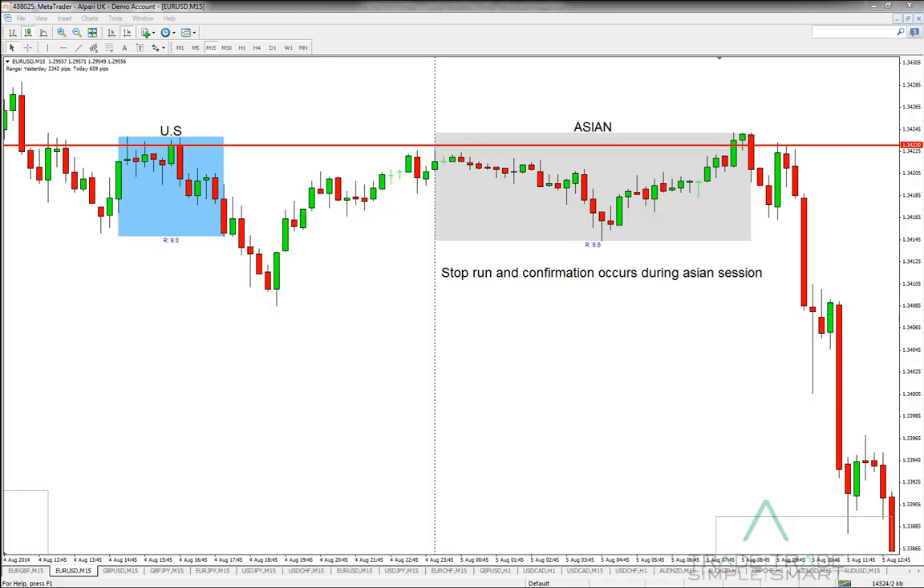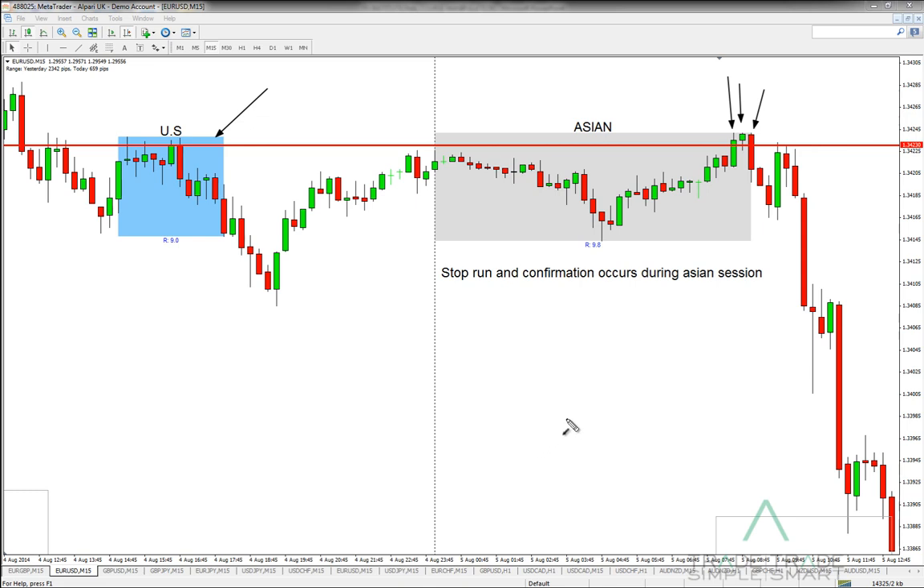In this first example, we're looking at the euro dollar, and I've identified a potential area for manipulation, which is the previous day's US high. Now, in the current day's trading, as the Asian session comes to an end, we can see that they perform a stop run of the Asian highs, and we can see that it's broken by 3 points. The next candle gives us a higher low, so it becomes our new stop run candle, and then we get confirmation to the downside, which closes within its lower 1/3 region.